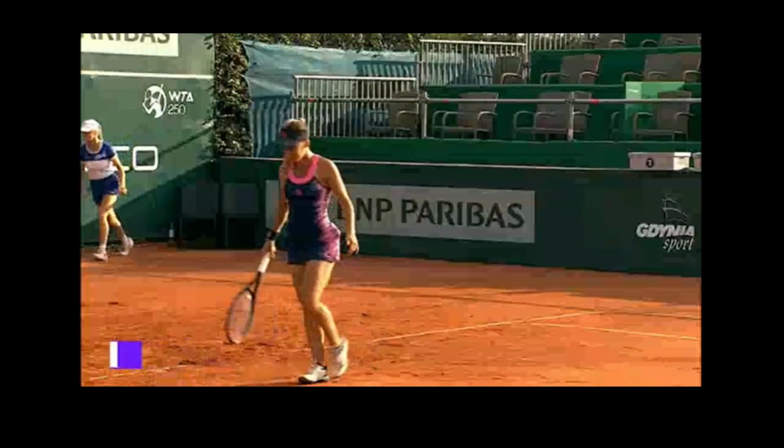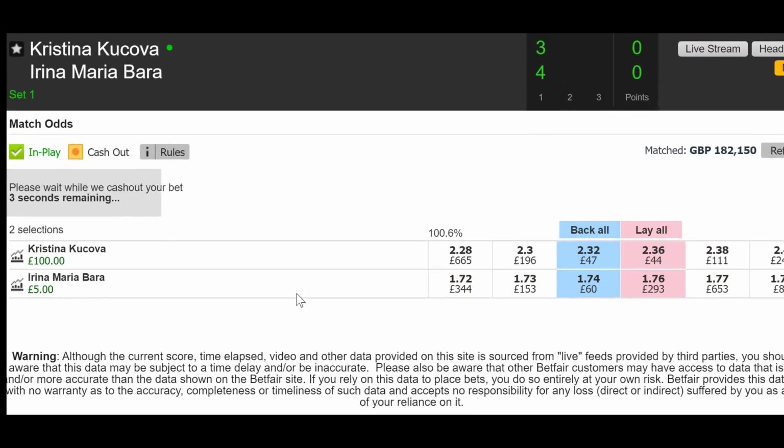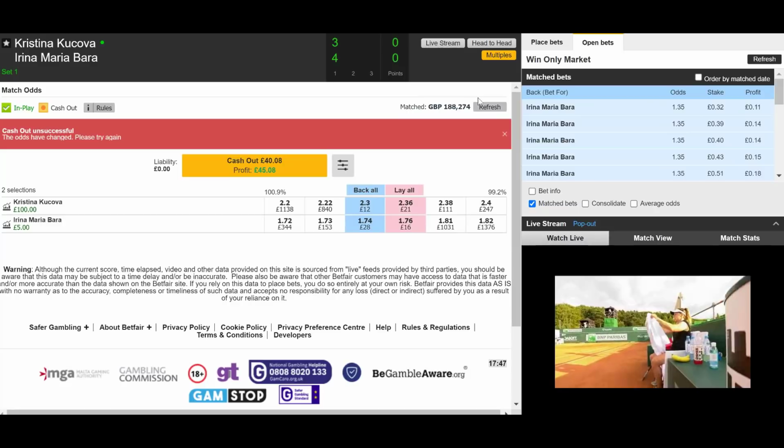Okay, and she's got it. So there you see it. The first set has been effectively leveled. It's now gone to 4-3. Kukova's about to serve. The markets are assuming she's going to win that service game, so they're effectively at 4-4.